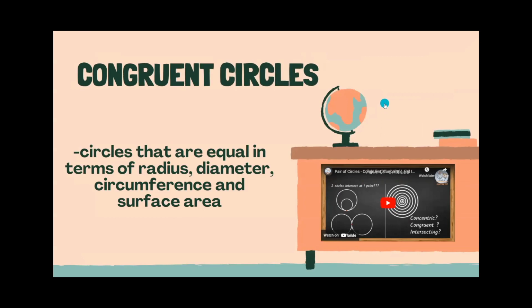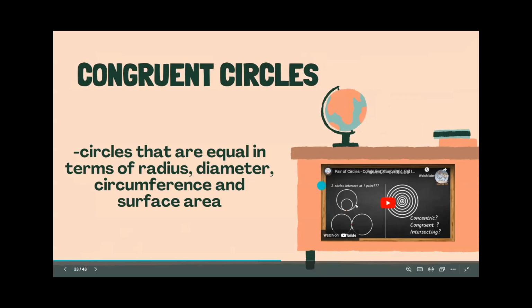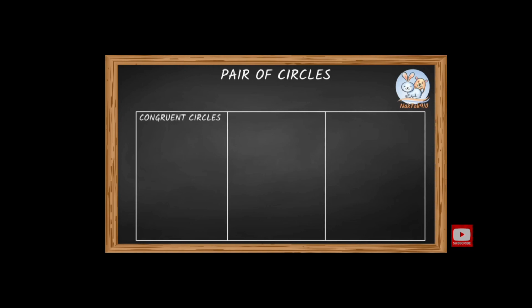Congruent circles. Circles that are equal in terms of radius, diameter, and surface area. Pair of circles. Congruent circles. What are congruent circles? Okay, before I get there, look at this.